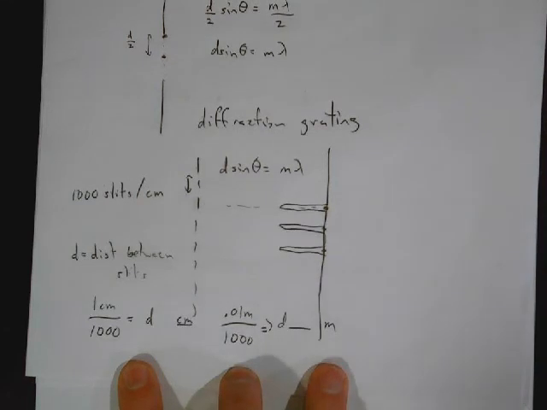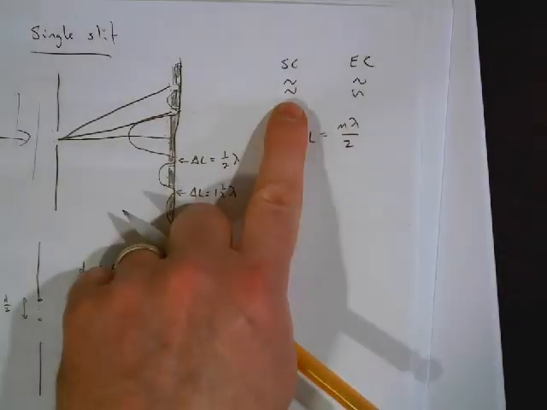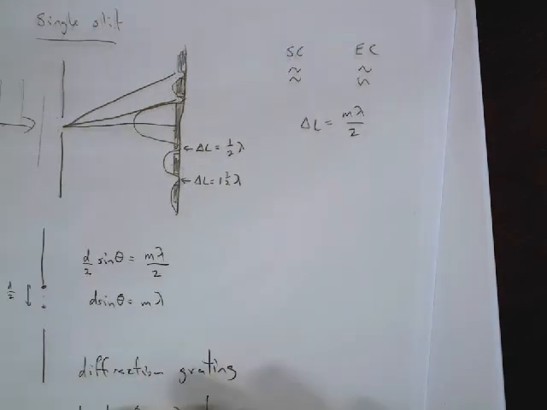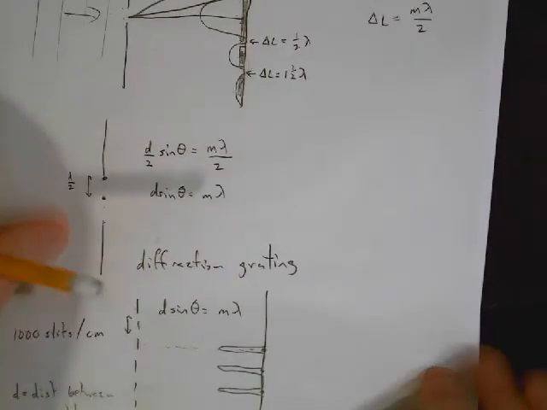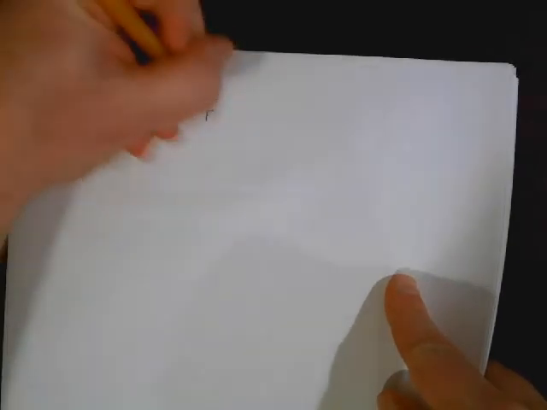Okay? But diffraction grating, single slit, double slit, it's the same equation. Okay? And you're doing this idea of starting condition to ending condition and figuring that out. All right. Last thing in this unit was thin film, so let's talk about that.